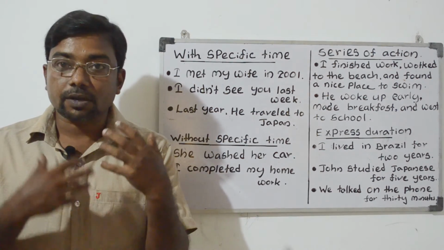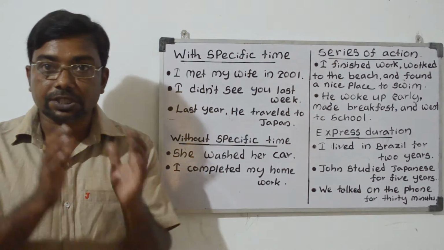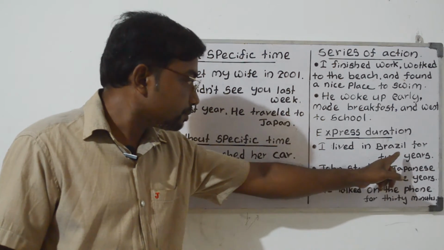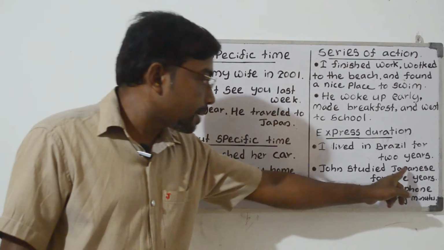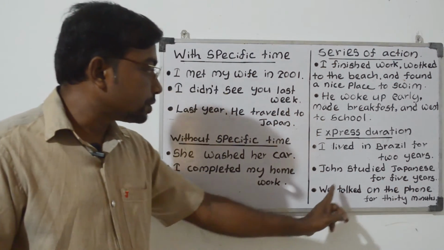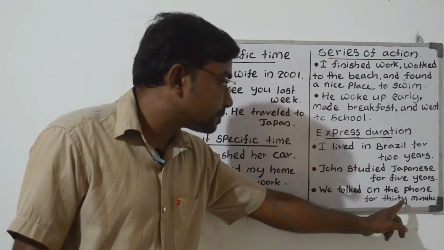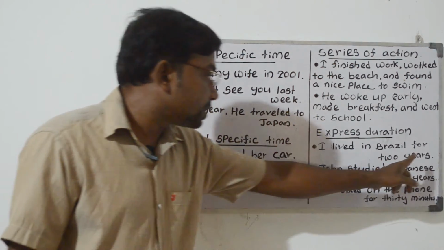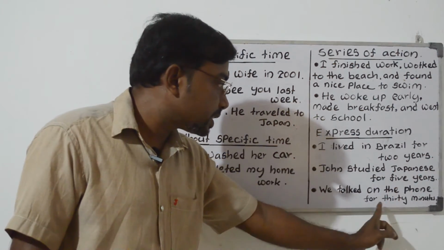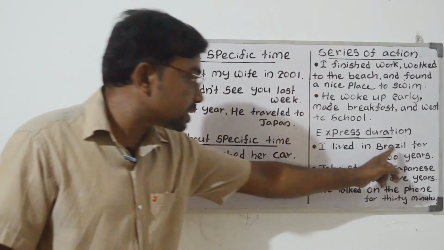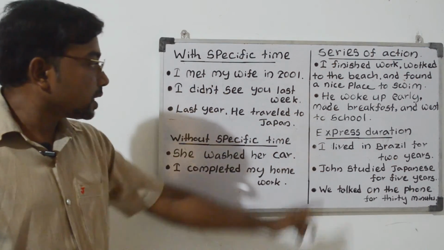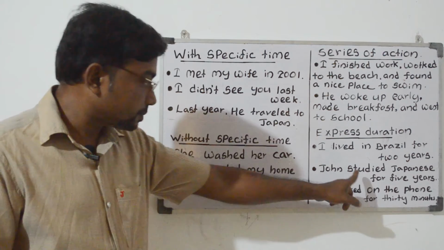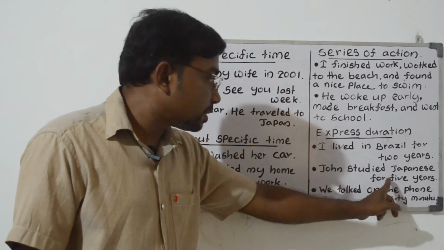The simple past tense we can use to express duration which starts and stops in the past. I lived in Brazil for 2 years. John studied Japanese for 5 years. We talked on the phone for 30 minutes. Okay, when you look at these three examples, here we can see duration. 2 years, 5 years, 30 minutes. Look at the first example. I lived in Brazil for 2 years. How long did I live in Brazil? 2 years. And also second example has given duration for 5 years.